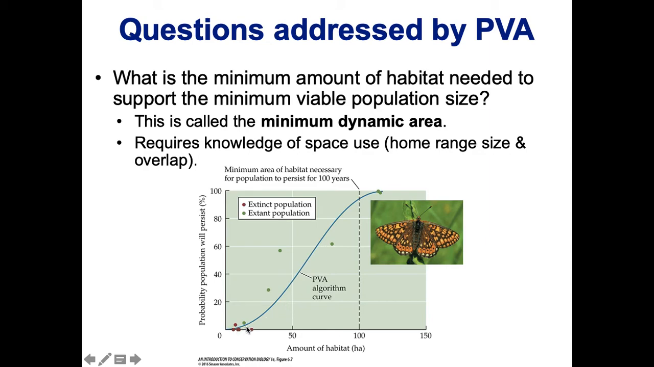And so here they see that the smaller amounts of habitat down here, like less than 25 hectares, most of those populations went extinct. But when you got over 25, you started having them be more likely to make it. And so we see this curve, and if we want like a 90 or 95% probability, we need at least 100 hectares to have a minimum viable population size. And so that would be the minimum dynamic area. In this case is 100 hectares.